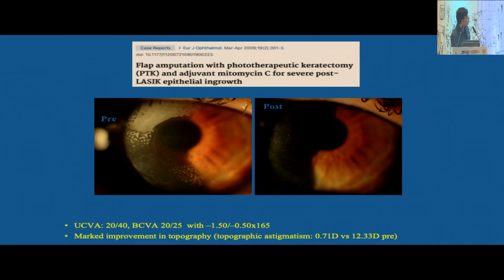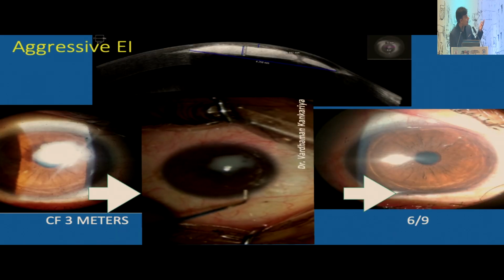And as you can see, this was a paper that we published about a decade back, in which a flap amputation along with PTK and mitomycin C demonstrated a great outcome in this extremely severe case.